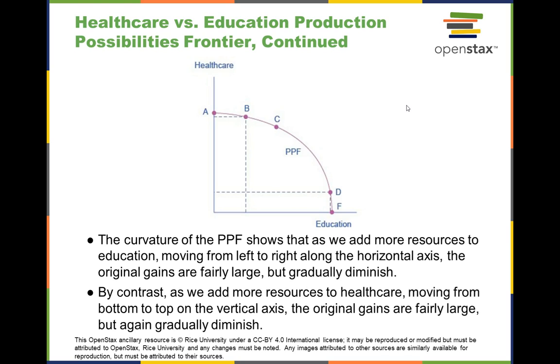The curvature of the PPF shows that as we add more resources to education, moving from left to right along the horizontal axis, the original gains are fairly large, but gradually diminish. By contrast, as we add more resources to healthcare, moving from bottom to top on the vertical axis, the original gains are fairly large, but again gradually diminish.